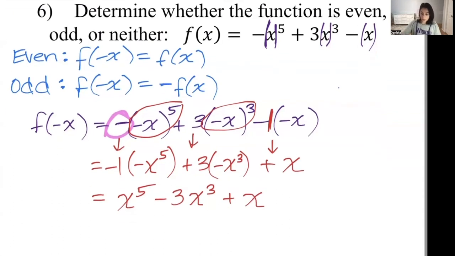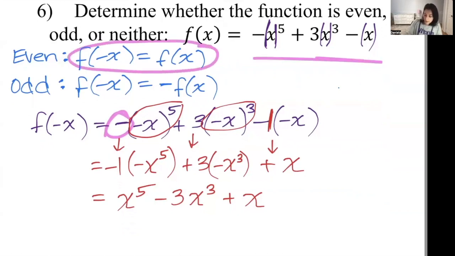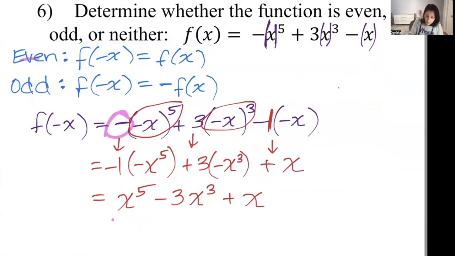So now it's time we're going to ask ourselves, okay, so is it even? If it's even, it would have to be equal to the original function. Okay, this is the original function. That's negative x to the 5th. Oh, stop. This is positive x to the 5th. Already, it's not even, right? They have to be 100% the same. So it's not even.